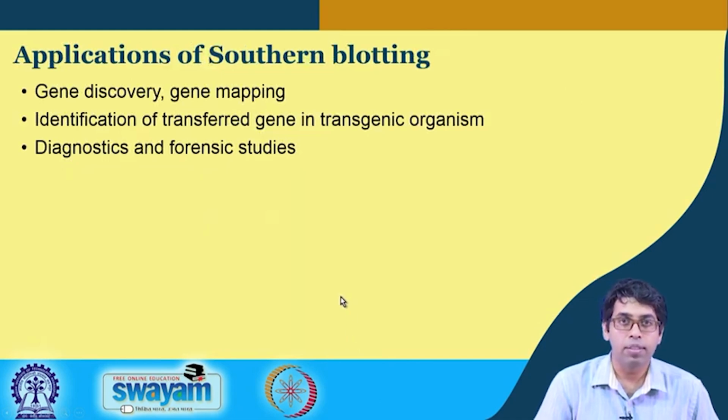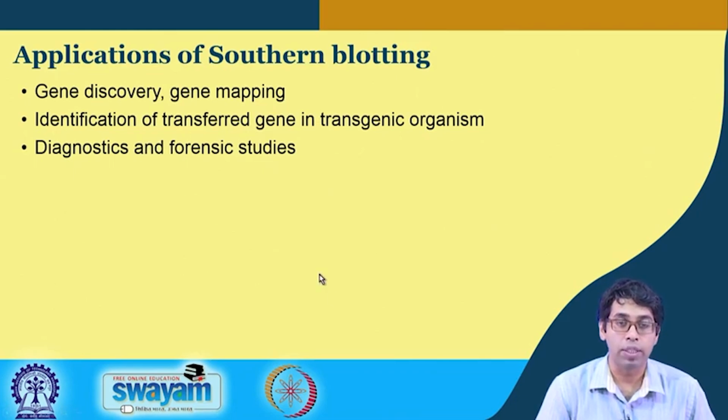So, Southern blotting has several applications. It is extensively used for gene discovery and gene mapping. For example, if we suspect that a particular gene should be present and we have some idea about the sequence, we can try to find whether that gene is present in a cell type or in a cell under certain conditions, things like that.